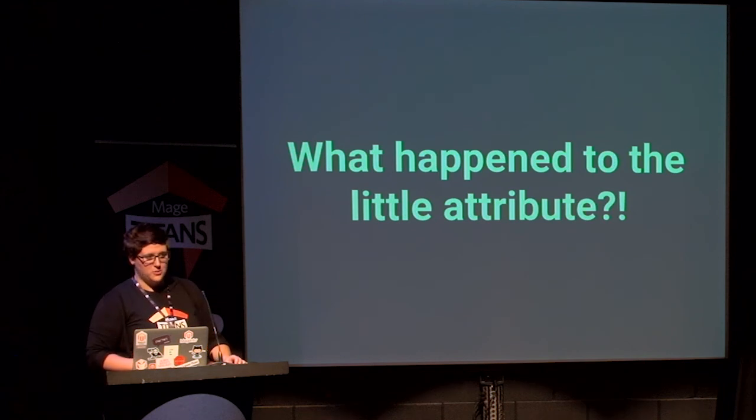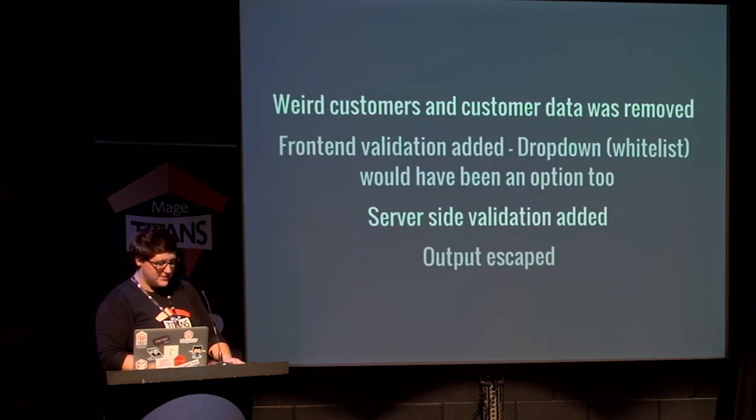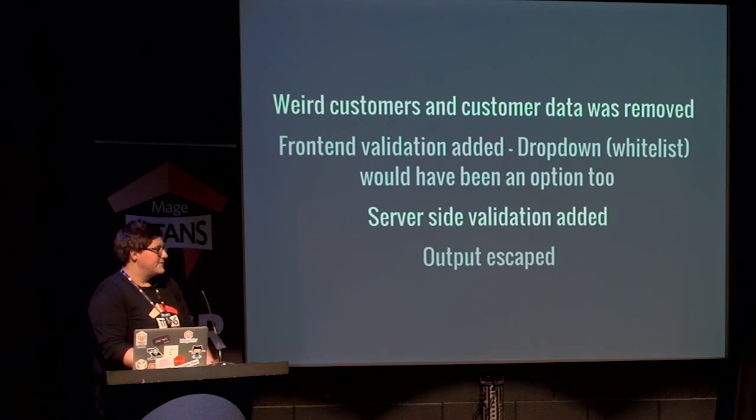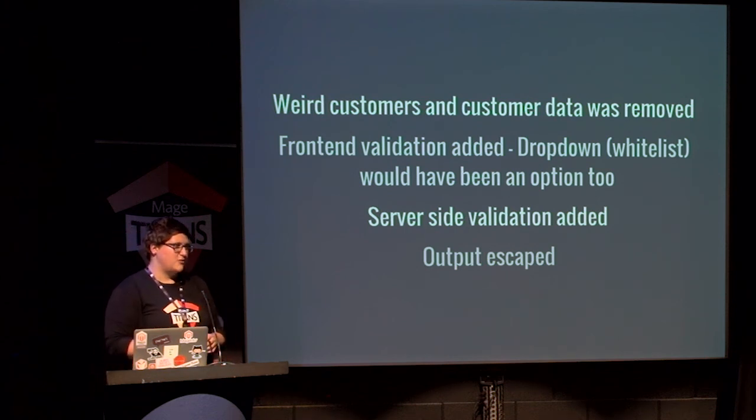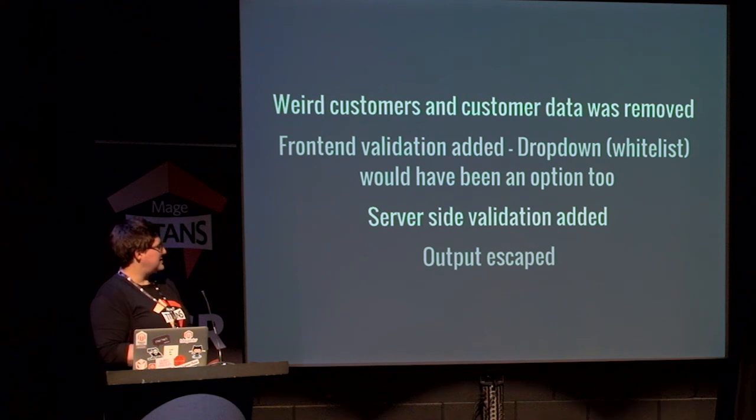So you want to know what happened to our little customer attribute as soon as we cleaned up the database. We removed those weird customer entries. We added a front-end validation, in this case a drop-down, for example. A whitelist would have been an option too, but as I told you before with the example from Coke, also do back-end validation, and we escaped output at this point.